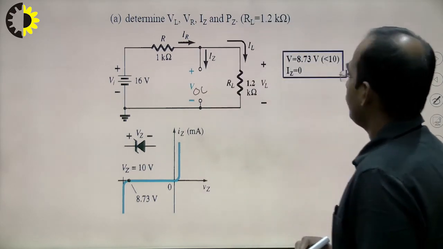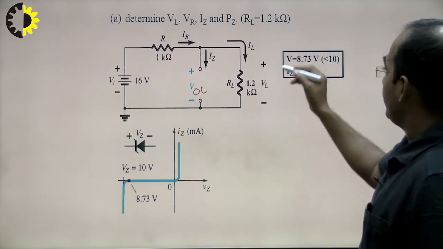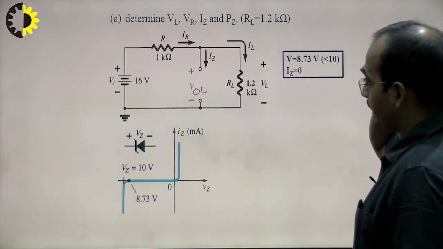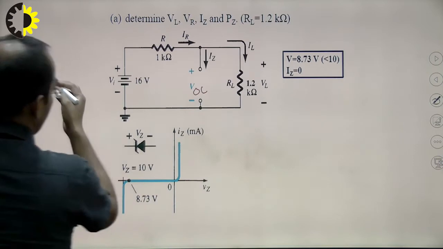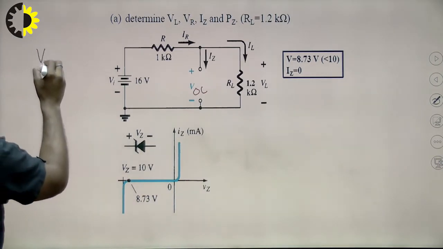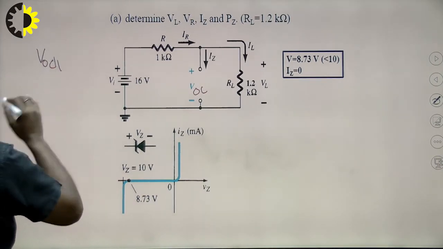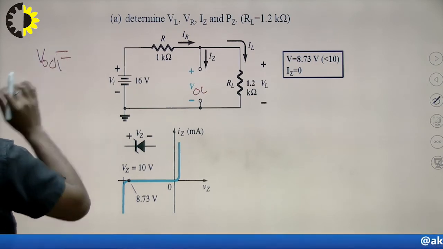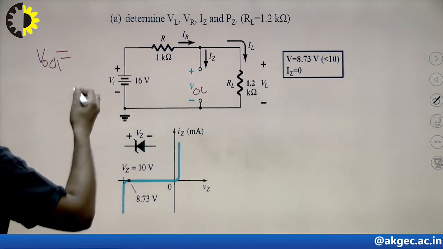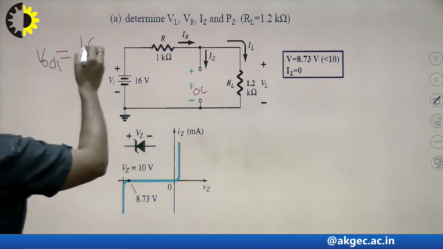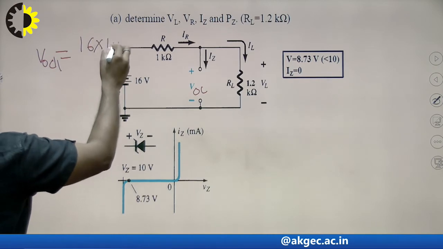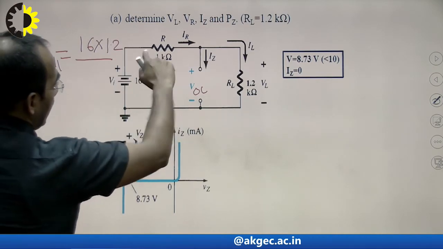VOC. What will be the value of VOC? I will find it by using the voltage divider rule. So when we apply the voltage divider, what will be the value? VOC is equal to 16 multiplied by 1.2 divided by Ri plus RL.